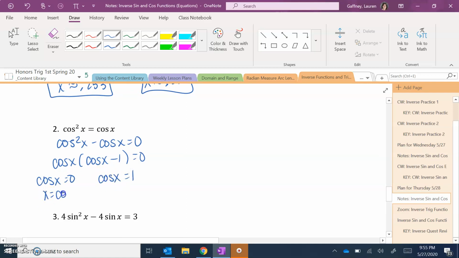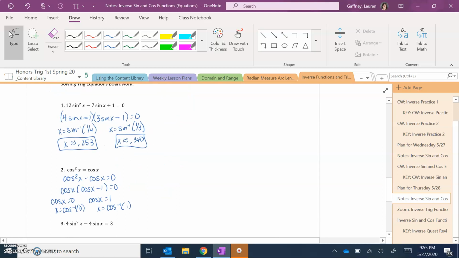So here I'm going to do cosine inverse of 0, and here cosine inverse of 1. Okay, so those are both from my unit circle. Okay, so cosine is x over r, where r is always 1. So we need to find where is x 0. So within the restrictions for cosine, which are 0 to pi, it would be right here at pi over 2. Where is it 1? Right here, which would just be 0.